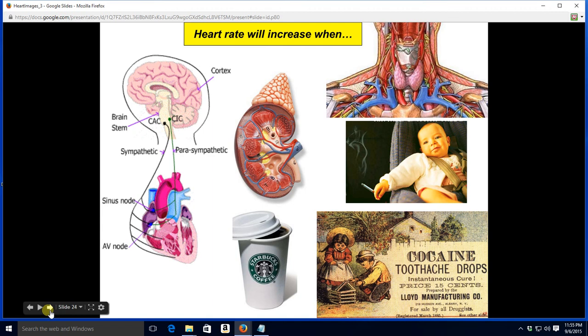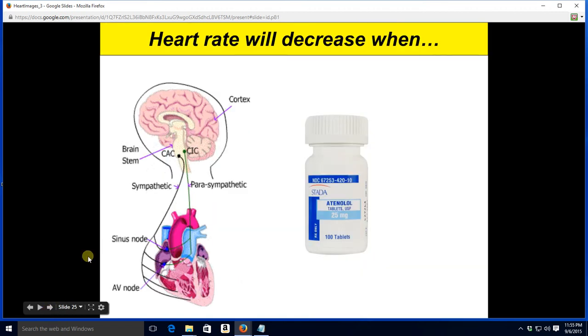What's going to make heart rate go down? Heart rate's going to decrease when you turn off the cardioacceleratory center or turn on the cardioinhibitory center. Turn off the CAC, less norepinephrine. Turn on the inhibitory center, more acetylcholine. In both cases, heart rate goes down. Drugs called beta blockers, like atenolol and propranolol, prevent norepinephrine from binding to the heart, thereby blocking that sympathetic signal and thus causing heart rate to go down.